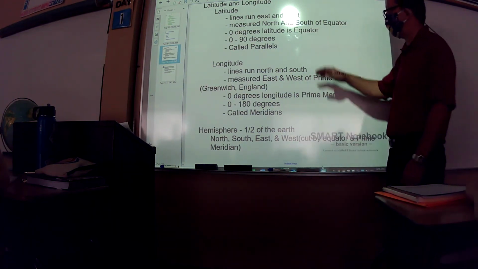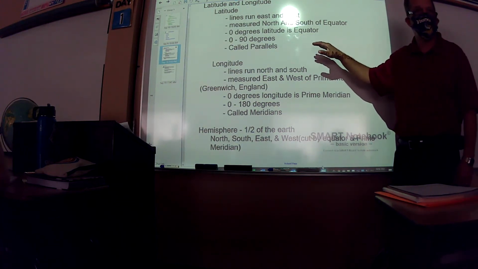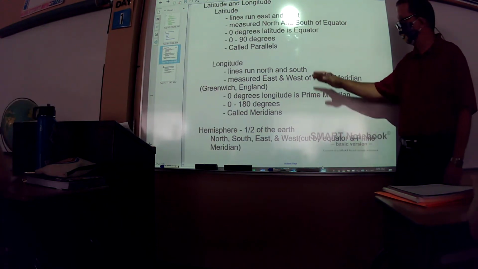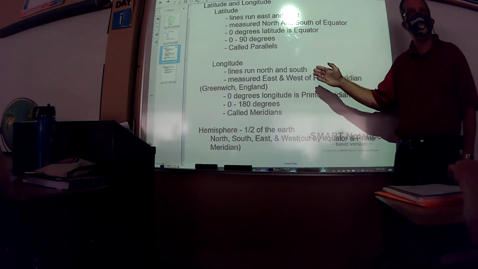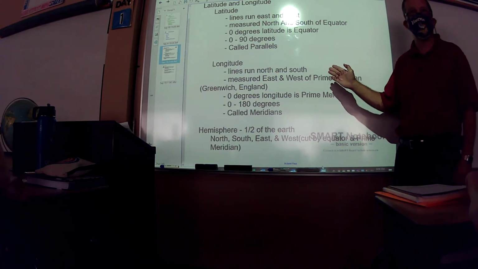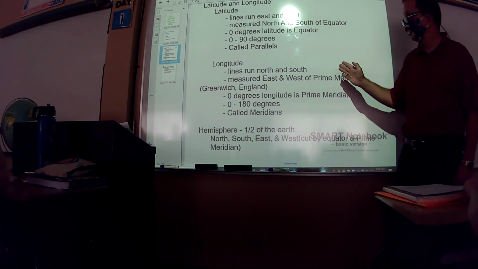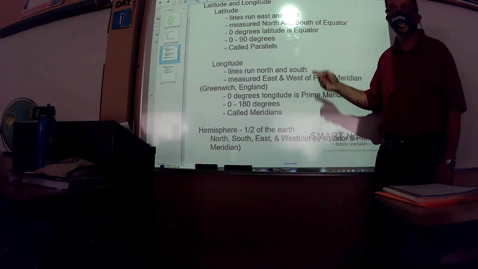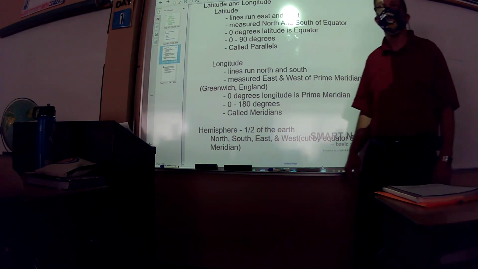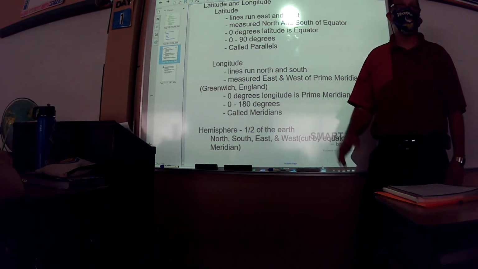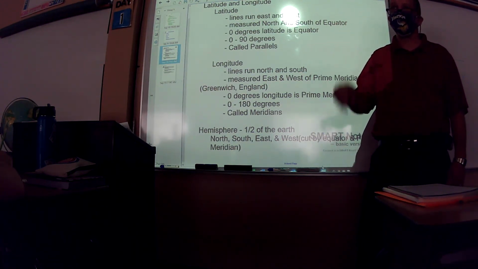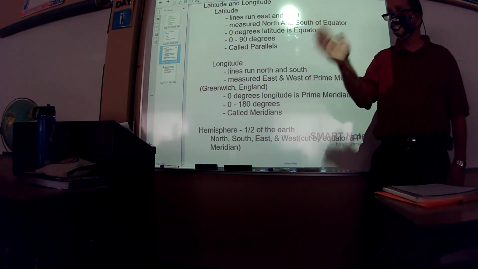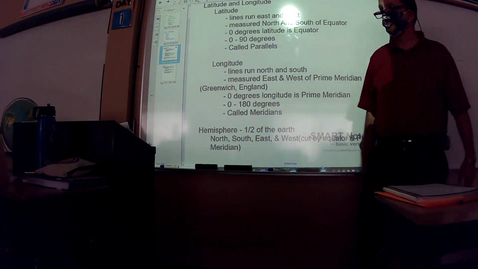Every time I have latitude, what should be by latitude? North or south, unless it's the equator, unless it's 0. Every time I have longitude, it should be what? East and west. Unless it's the prime meridian, or unless it's 180. So for longitude, you could have 2 places where you don't have to put the direction: if it's on 0, the prime meridian, or if it's on 180.